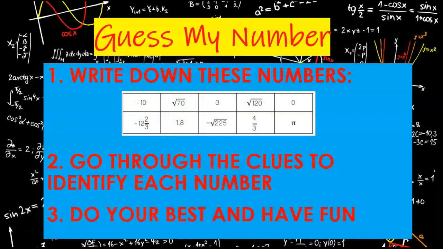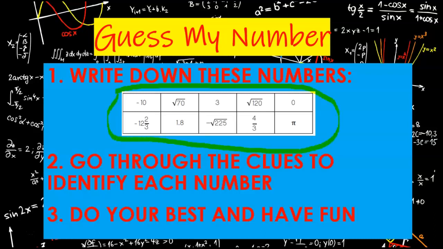So I want you to do me a favor and write down these numbers. I have 10 values for you on the board, and I just want you to make a list on a piece of paper. You can press pause while you write these numbers down, and then we'll get back to our activity. Press play whenever you are ready.